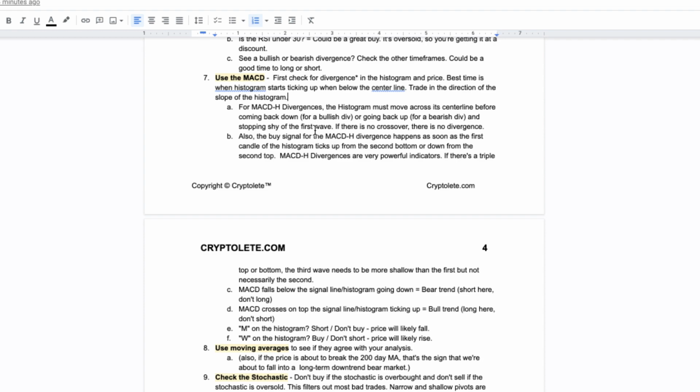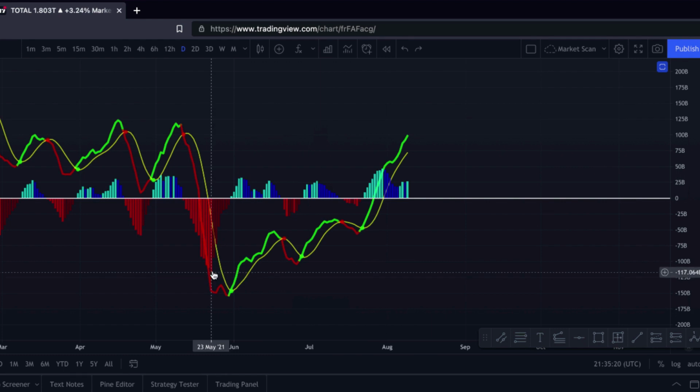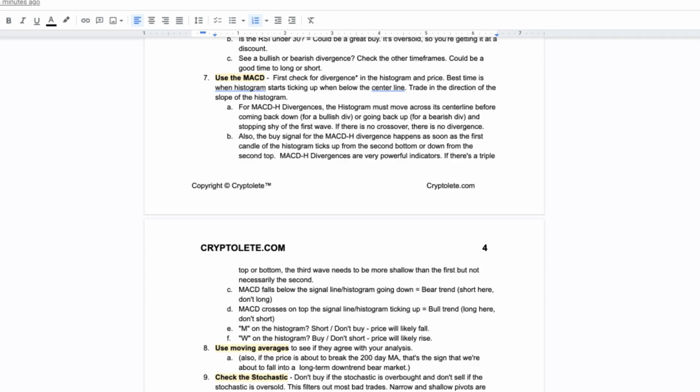So that's what I mentioned, like right here. As soon as this happens, that's when to buy, or as soon as this happens, that's when to sell. That's what that means. Let me go back to my market scan. Here we go.